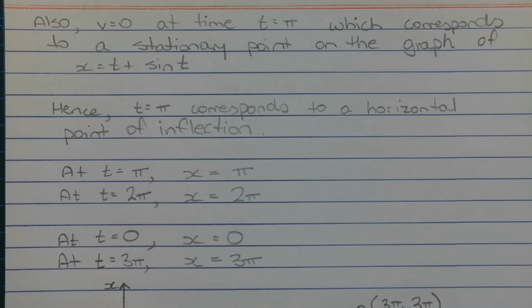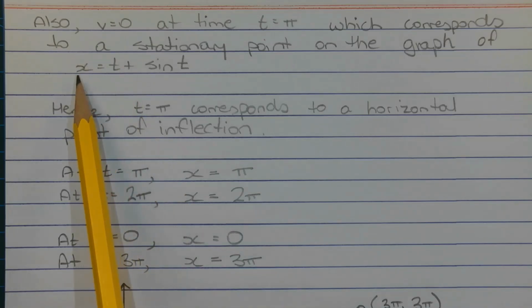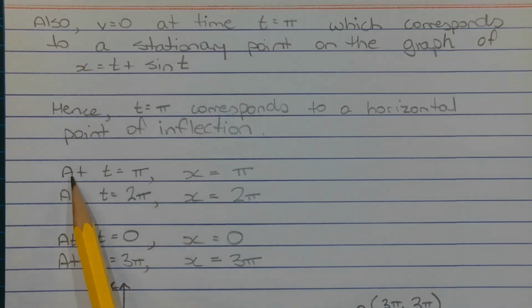Now we need to find the vertical coordinates, or the values of x, that correspond to the values of t that we just found. And we also need to find the values of x that correspond to the endpoints of the graph. Recall that the interval that we're given is that t is greater than 0 and less than 3 pi. So using the equation x equals t plus sine t, at time t equals pi, x equals pi. At time t equals 2 pi, x is equal to 2 pi. At time t equals 0, x is equal to 0. And at time t equals 3 pi, x is equal to 3 pi.